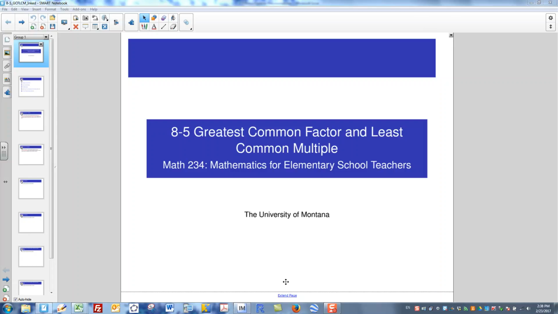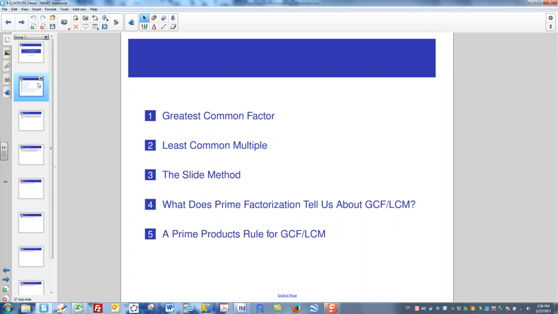Okay, so today we're going to talk a little bit about the greatest common factor and least common multiple. I want to define what both of those are and then talk a little bit about the slide method. And then I'll talk a bit about what prime factorization tells us about how we can use prime factorization to find GCFs and LCMs. And we'll conclude with prime products rules for GCF and LCM.